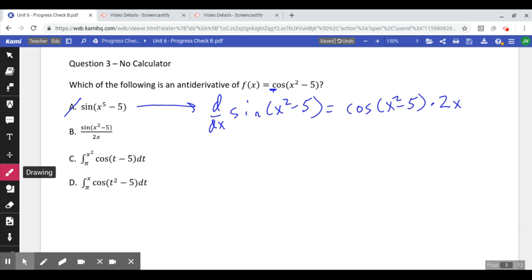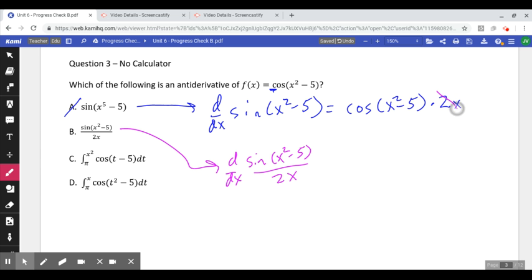We'll try a different color here for the next piece. This one's going to be the sine of x squared minus 5 over 2x. And they're trying to fool you here. If you did the first one, they're saying, hey, what if we just dropped a 2x down in the bottom? Wouldn't that cancel with this guy? And the answer is no, that actually doesn't happen. Let's work this one as we find the derivative.